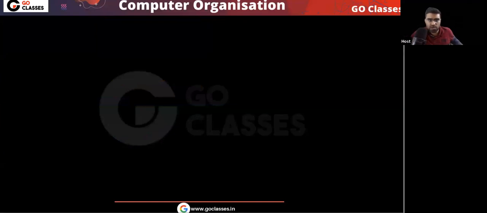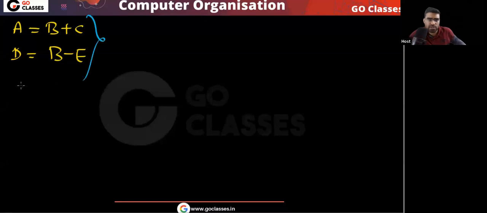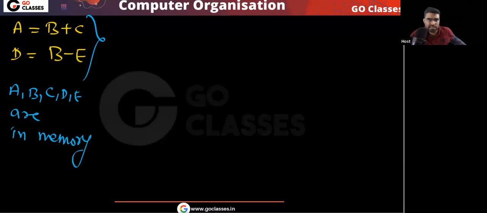Now, let me ask you a very simple question. This example we have seen in the previous lecture also, I'm again taking this example. Let's assume you have this code: A = B + C, and D = B - E. Let's assume that all these, A, B, C, D, E, are stored in the main memory.